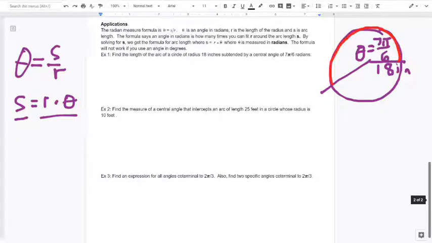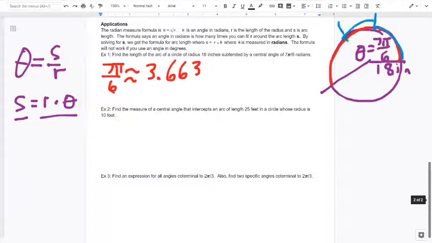Now, 7 pi over 6, I'm going to type that in my calculator and see what I get. Okay, so 7 pi over 6 is around 3.663, which means that this arc that I highlighted in red should fit this radius around 3.6 times, okay? So our answer should be roughly between 3 times 18 and 4 times 18.